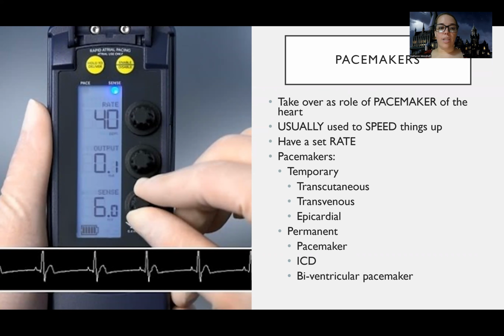So if my SA node's not working, if there's something going on, my heart rate's slower than what I want it to be, then a lot of times I need to use a pacemaker. In other words, I need a device to take over that role of pacing my heart so I can make sure that I am going fast enough.